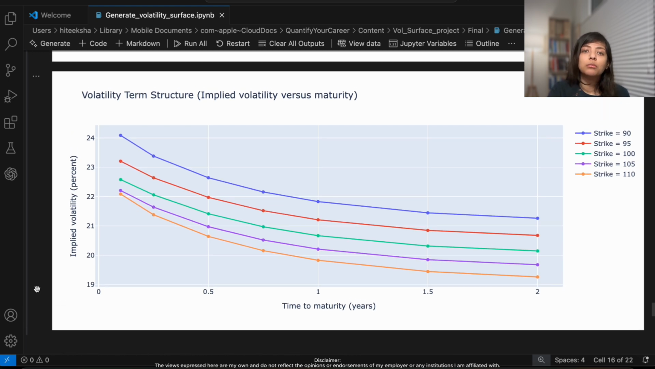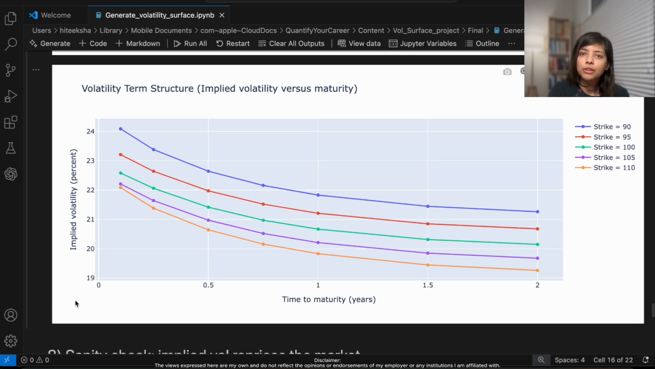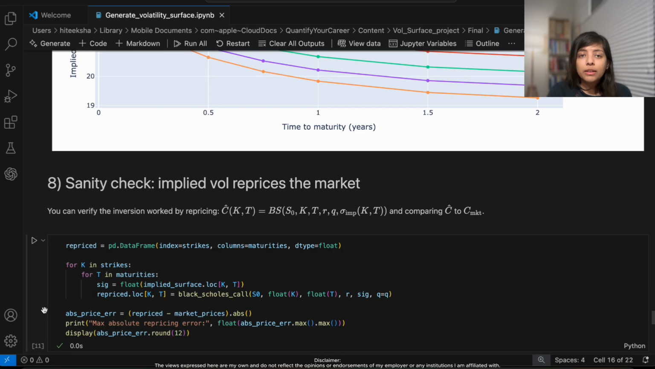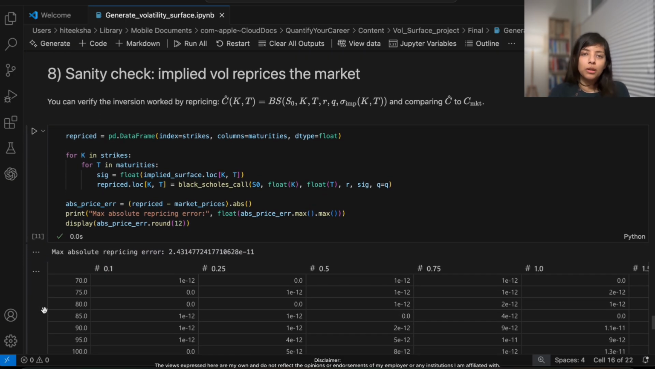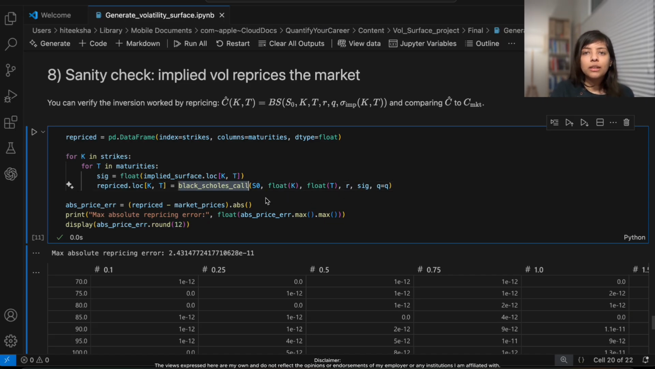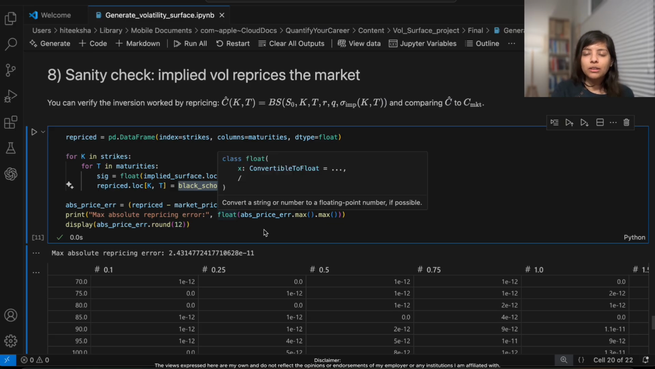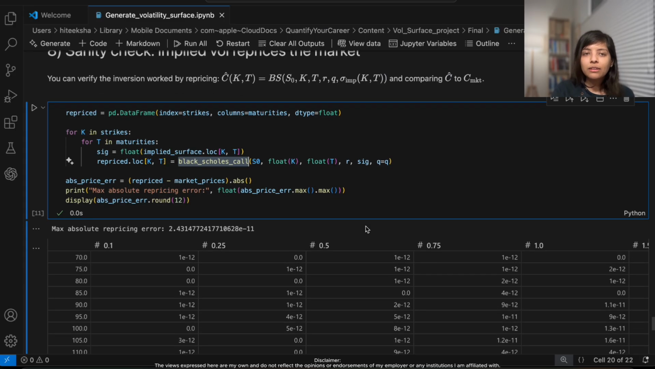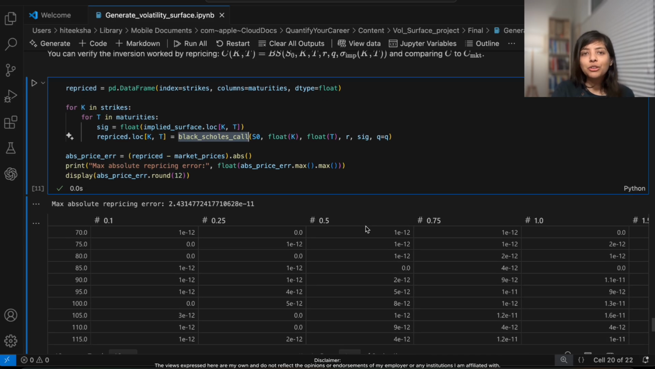They summarize the most important features of the surface without needing to rotate the 3D object. Next, we validate our results. And how we do it is by repricing. So we take each implied volatility that we computed and then plug it back into the Black-Scholes formula. And then we compute the model price. Then we compare the model price to the market price we started with. So if our solver worked correctly, those two prices should match to within a tiny fraction of a cent.